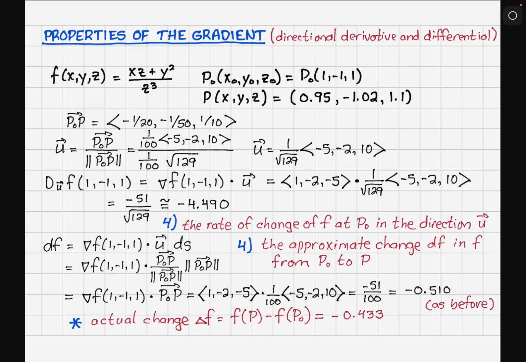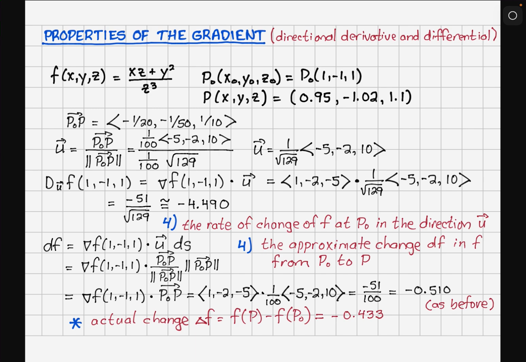But checking the differential, what happens if I move from P naught to P? As I did on the previous page. Well, notice that the df is gradient dot u times ds. And the little change in distance was the magnitude of P naught P. This cancels out the magnitude of P naught P from the unit vector. And so I'm taking the gradient dotted with P naught P, (1, -2, -5), dotted with 1 over 100 times (-5, -2, 10). This is negative 51 over 100, or negative 0.510, exactly as we saw on the screen before.